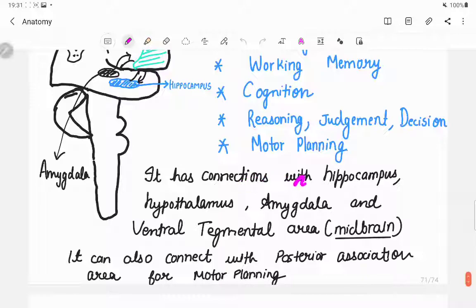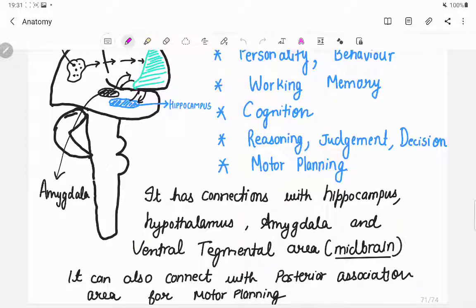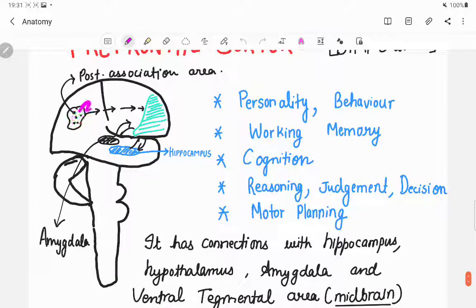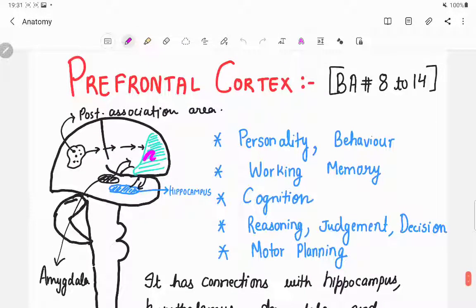So let us see. It has connections with the hippocampus, hypothalamus, amygdala and the ventral tegmental area, which is present in the midbrain. This ventral tegmental area is responsible for a lot of things like thinking, reasoning, judgment, planning, etc. It can also connect with the posterior association area for motor planning. This area is called the posterior association area. This is also connected to the prefrontal cortex, and all these, the hippocampus and amygdala, and the hypothalamus located here, also have connections with the prefrontal cortex. So together with these, collectively it is able to do all these important functions: personality, behavior, working memory, cognition, reasoning, judgment, decision making and motor planning.